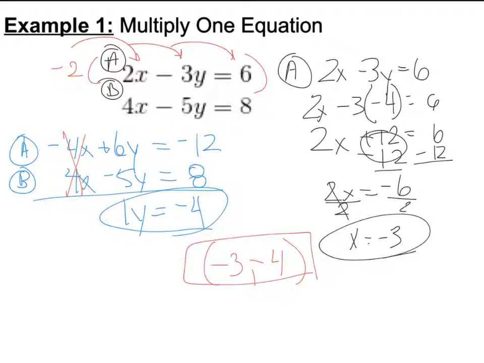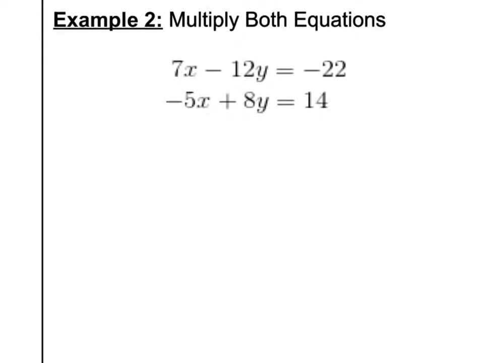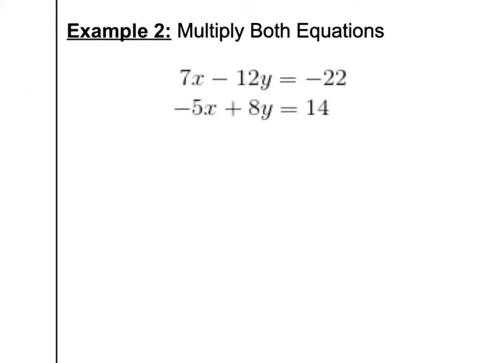So let's scooch down and take a look at example 2. Now we're going to have to change both letters. Here in example 2, if you notice, in the first one, we just had to multiply the top equation. Well, here, there's no number I can multiply by 5 to get 7, and there's not a number I can multiply by 8 to get 12. So we're going to pick either x or y. It doesn't really matter which you want to get rid of here.